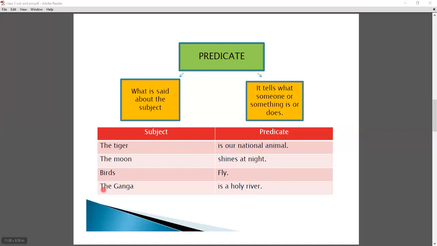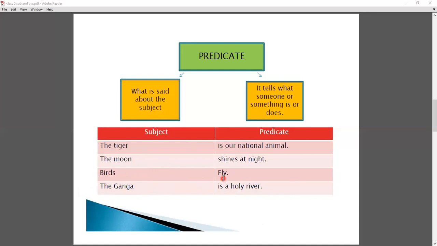Okay, now next is the Ganga is a holy river. So you notice that we talk about the Ganga. Okay, so here the subject is Ganga, and starting from a helping verb is a holy river. We talk about a subject. हम किसके बारे में बात कर रहे हैं, subject. Subject क्या हमारा गंगा, गंगा हमारा subject है. उसके बारे में जब हम बात करते हैं, जो रिमेनिंग पार्ट रहता है वो प्रेडिकेट कहलाता है.